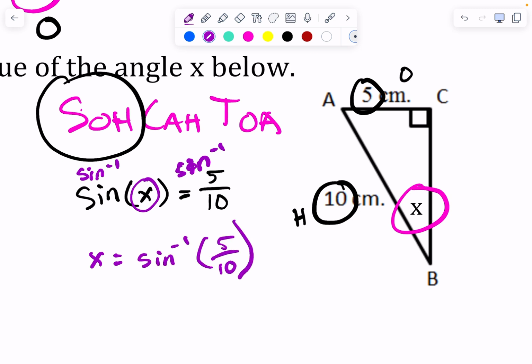Do you guys know how to type in inverse sine? It's like the shift sine, or some people have a calculator where you have to hit the button twice. Right? 0.52? Whoa. 0.5, it's 30, it's perfect. You're in radians. Radians, degrees. Oh, radians, I didn't notice that.